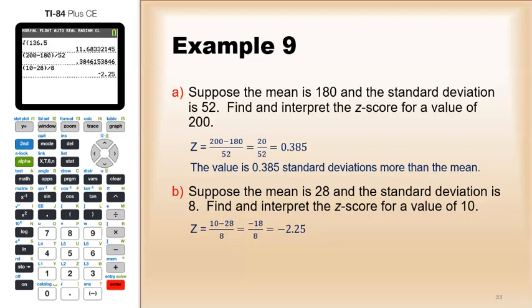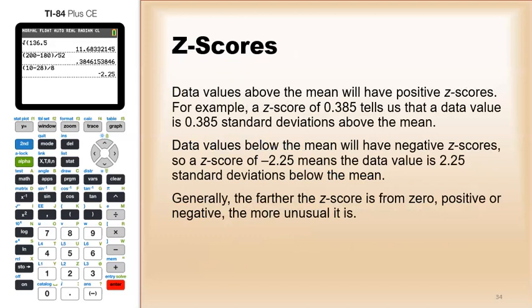The negative is going to tell me that the value is below average. 10 is a lot less than the mean of 28. So the value is 2.25 standard deviations less than the mean. So data values above the mean will have positive z-scores. For example, the z-score of 0.385 tells us the data value is 0.385 standard deviations above the mean. Data values below the mean will have negative z-scores. So a z-score of negative 2.25 would mean 2.25 standard deviations below the mean.